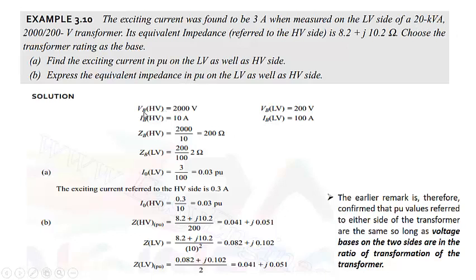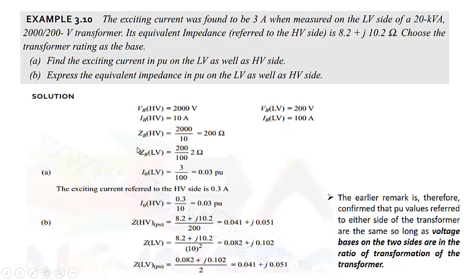Now V will be equal to 2000. Now we can calculate the I base on the high voltage side by dividing this kVA by 2000. That is 20,000 divided by 2000, which will be equal to 10 amperes. Similarly, the base voltage on the low voltage side will be 200. So the base current on the low voltage side will be 20,000 divided by 200, that will be 100 amperes. So these are all calculated.